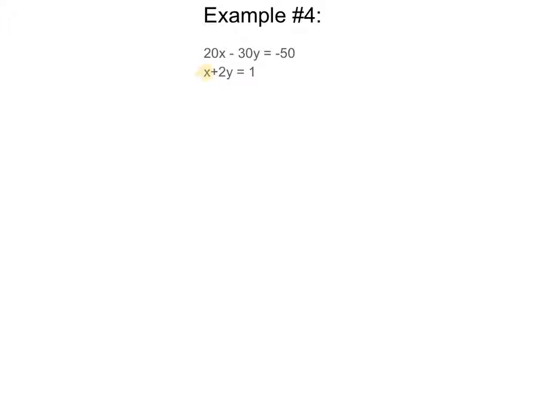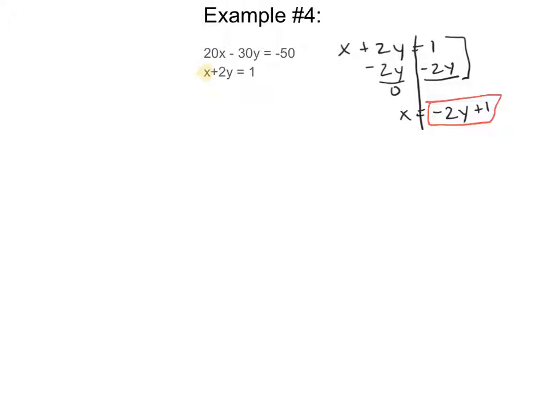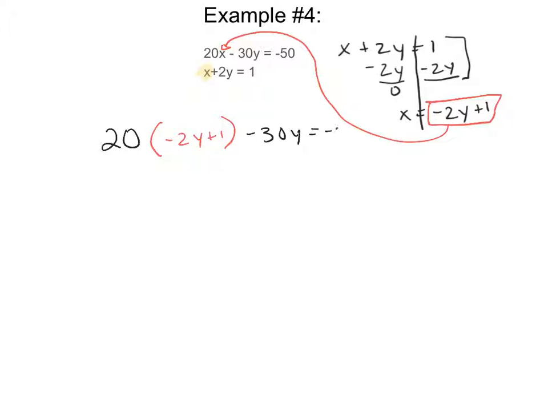So the first thing I'm going to do is take this equation, I'm going to write it over here, I'm going to solve it for x. So this time I'm solving for x, not y, and that's okay. Again, these things over here are not like terms, so I can't put them together. So I have a negative 2y plus 1. So now that I know what x is equal to, I'm going to take this and I'm going to put it into my other equation for x. So that will give me a 20 times, in parentheses, negative 2y plus 1 minus 30y equals negative 50.